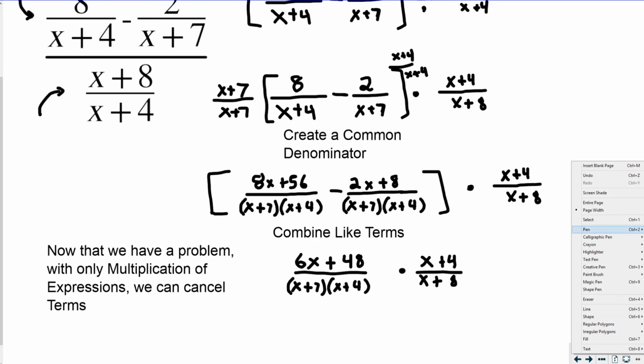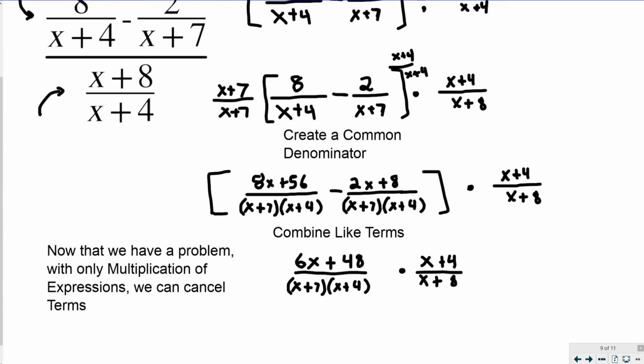So I'm going to take my red pen, and I can cancel this x plus 4 and this x plus 4, leaving 1 and 1. I also see that 6x plus 48 has a 6 in common. So I could technically rewrite this as 6 times x plus 8. And then, well, I can cancel this with this, leaving a 1. And it's going to leave a 6 up on the top.